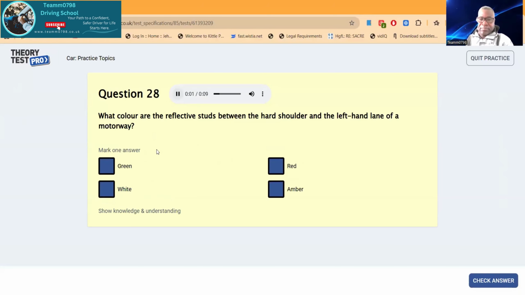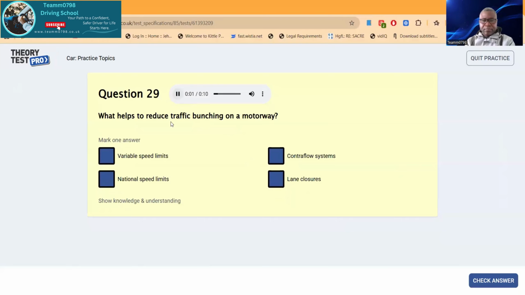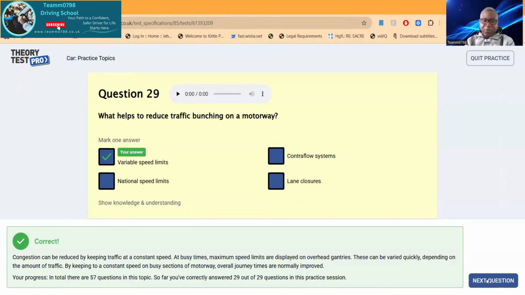What color are the reflective studs between the hard shoulder and the left-hand lane of a motorway? Green, red, white, amber. Okay, so the reflective stud between the hard shoulder and the left-hand lane, just explaining, will be the red. What helps to reduce traffic bunching on a motorway? Variable speed limits, contraflow systems, national speed limits, lane closures. So when you have variable speed limits, this helps speed to flow nicely.